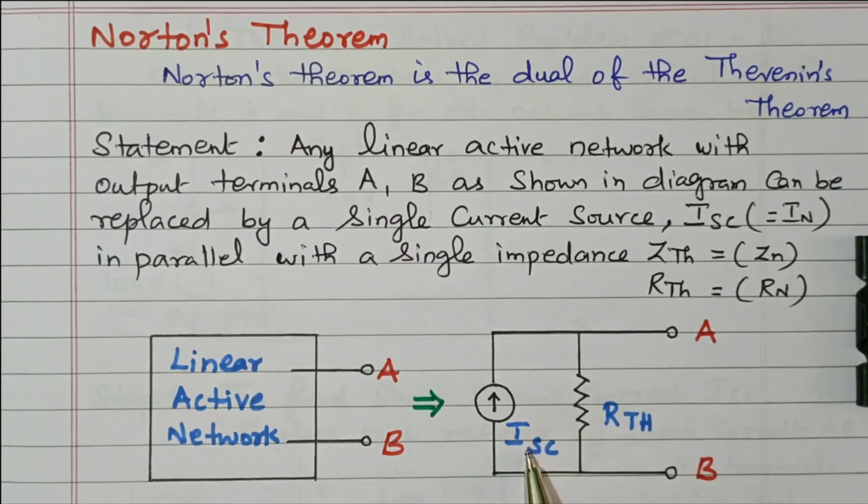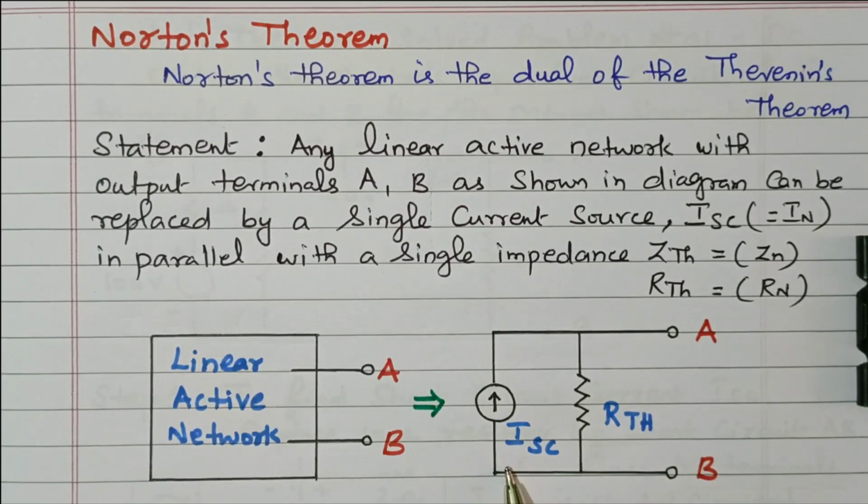Right? So in Thevenin's theorem, we have Thevenin voltage V Thevenin in series with the R Thevenin. Here, short circuit current source. There, voltage source in series with the Thevenin resistance. Here, current source in parallel with the Thevenin resistance. Now we'll see how to find the short circuit current and RTH.